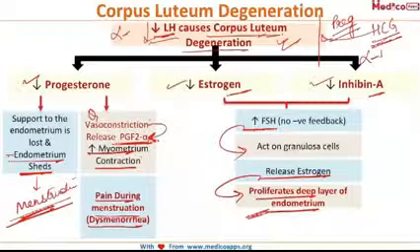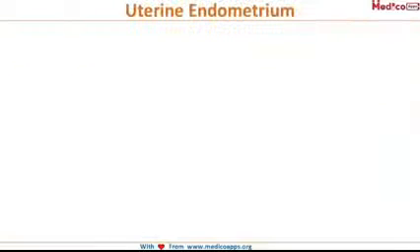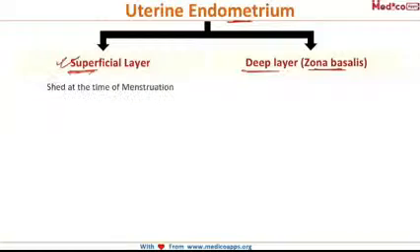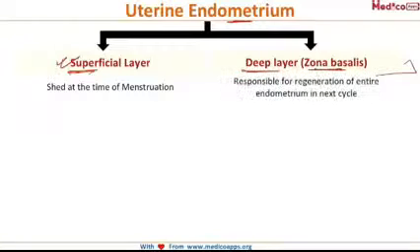Now along with this ovarian cycle, I told you that the endometrial cycle continues. So let us see the endometrial cycle separately. Now before moving on to the endometrial cycle, I'll just remind you that this endometrium contains the superficial layer and a deep layer, the zona basalis. And during menses, it is only the superficial layer that is shed. The deep layer of the endometrium remains as such, and the regeneration of endometrium occurs from this deep layer of the endometrium.